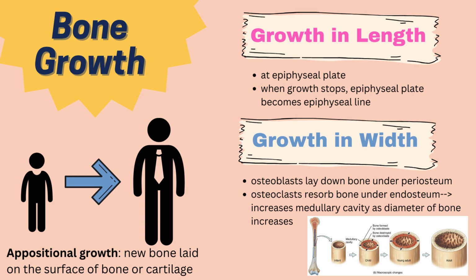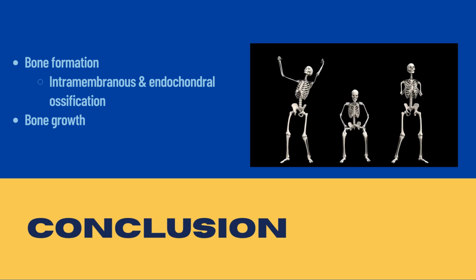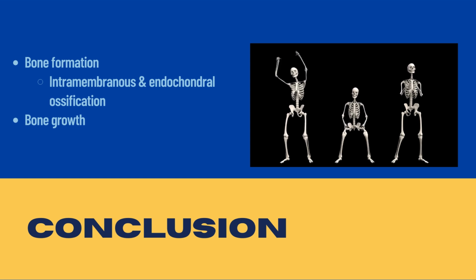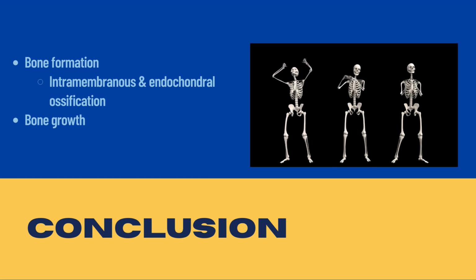Bones increase in their width or diameter when osteoblasts produce more bone beneath the periosteum. Simultaneously, osteoclasts reabsorb bone under the endosteum, resulting in the increase in the medullary cavity as the diameter increases. This presentation discussed intramembranous and endochondral ossification as methods for bone formation and how bones grow in length and diameter.